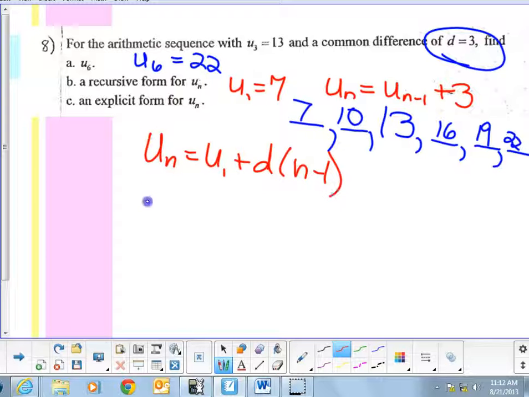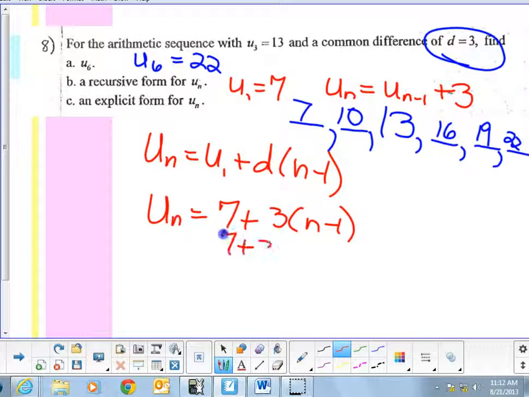Okay, so fill that in. U sub n equals 7 plus 3 times (n minus 1). Can you simplify that?